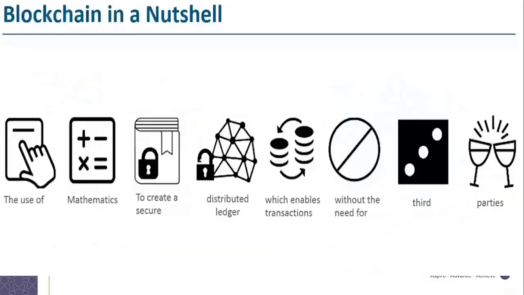So in summary, ladies and gentlemen, we can say that a blockchain is the use of mathematics to create a secure distributed ledger which enables transactions that don't rely on third parties, right? What we really mean here by the use of mathematics is that when you're mining bitcoins, for example, the computers, or rather the miners, need to use a lot of computation to find the right keys so that they can get some kind of reward, or validate the block. So that's where the mathematics comes in.